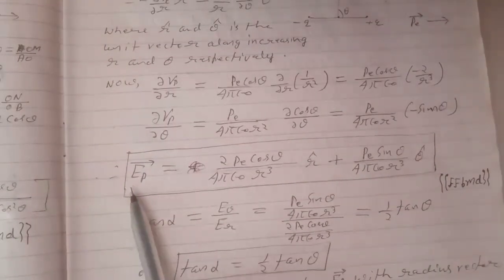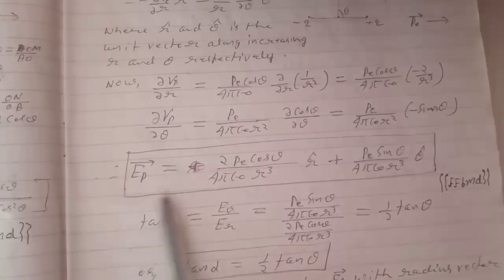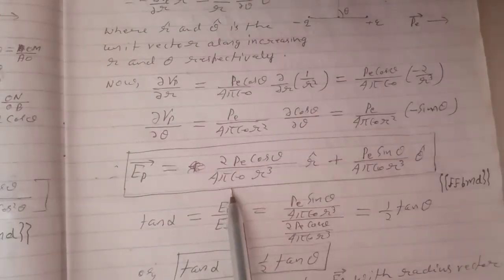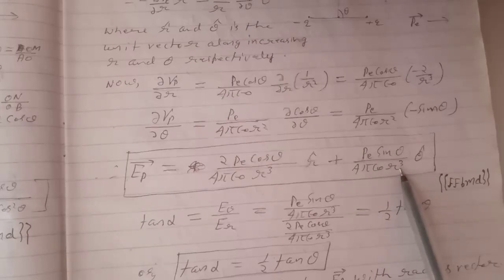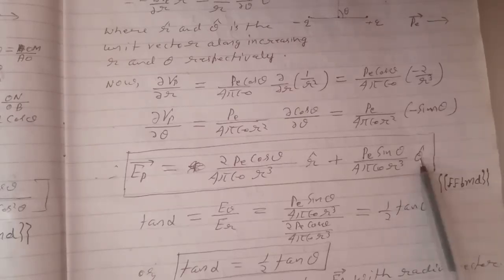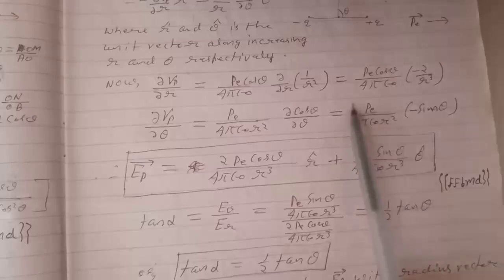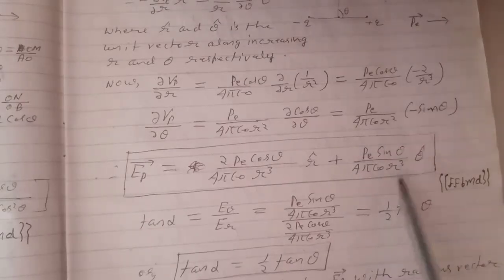Hence, the net electric field at point P will be E_p vector equal to 2 p cos θ by 4πε₀ r cube into r cap, plus p sin θ by 4πε₀ r cube into θ cap. Here 1 by r will be multiplied with r, so here it is r cube θ cap.